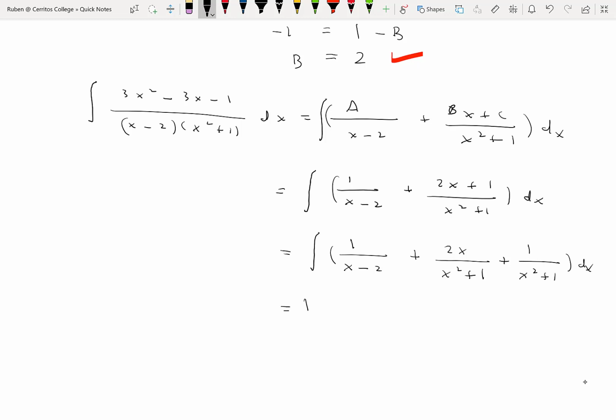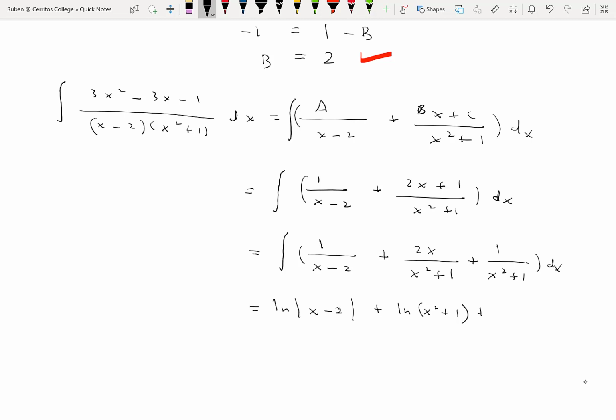From the first term, I'm going to get the natural log of the absolute value of x minus 2. The second one, see if you can guess this now without actually having to go through the u substitution. What is this going to be? The natural log of what? X squared plus 1. Absolute values? No, x squared plus 1 is positive. What about that last integral? This one should be on the tip of your tongue: the inverse tangent of x plus a constant.